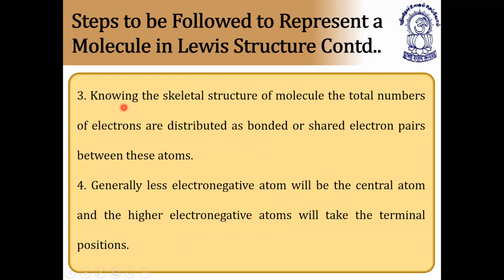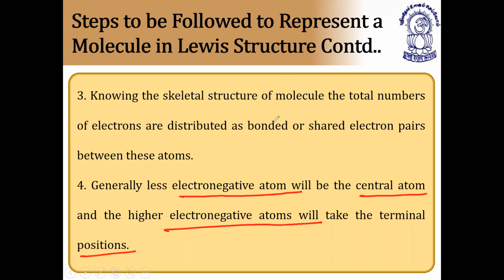Next. So knowing the skeletal structure of the molecule, the total number of electrons are distributed as bonded or shared electron pairs between these atoms. Generally, the less electronegative atom will be the central atom. Very important here. Less electronegative atom. For example, in the case of methane, carbon is the central atom. Less electronegative atom will be the central atom, and the higher electronegative atoms will take the terminal positions. Terminal position means outside positions.